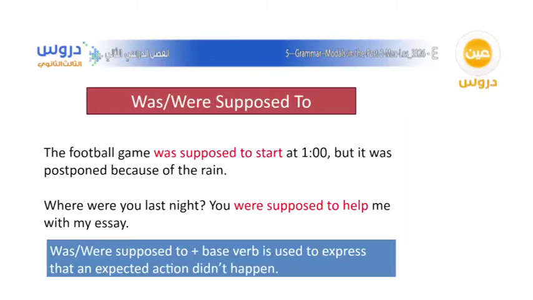The football game was supposed to start at 1, but it was postponed because of the train. I use supposed to because the action did not happen, which is the football game. Did not happen, it was postponed. Postponed means delayed. It will happen, it will start later. Second example, where were you last night? You were supposed to help me with my essay. Okay, we move on.